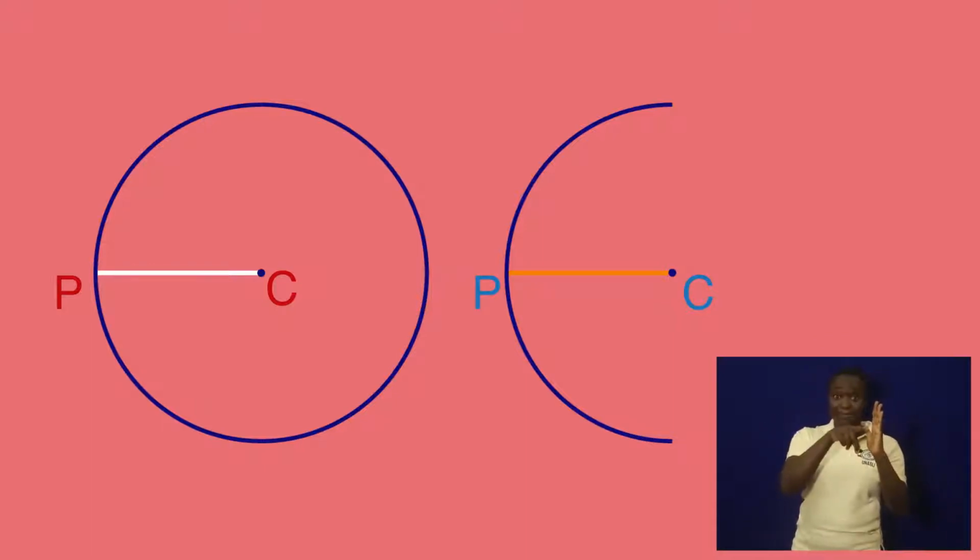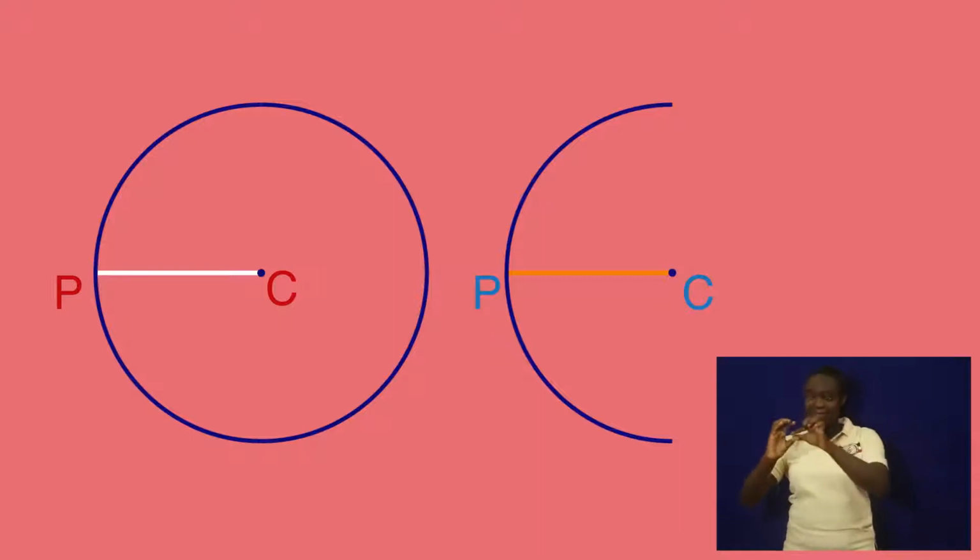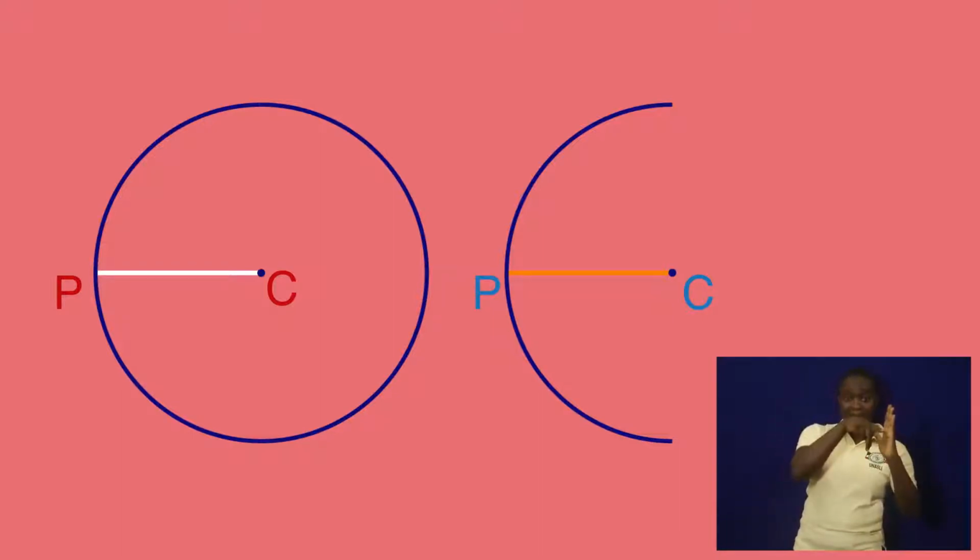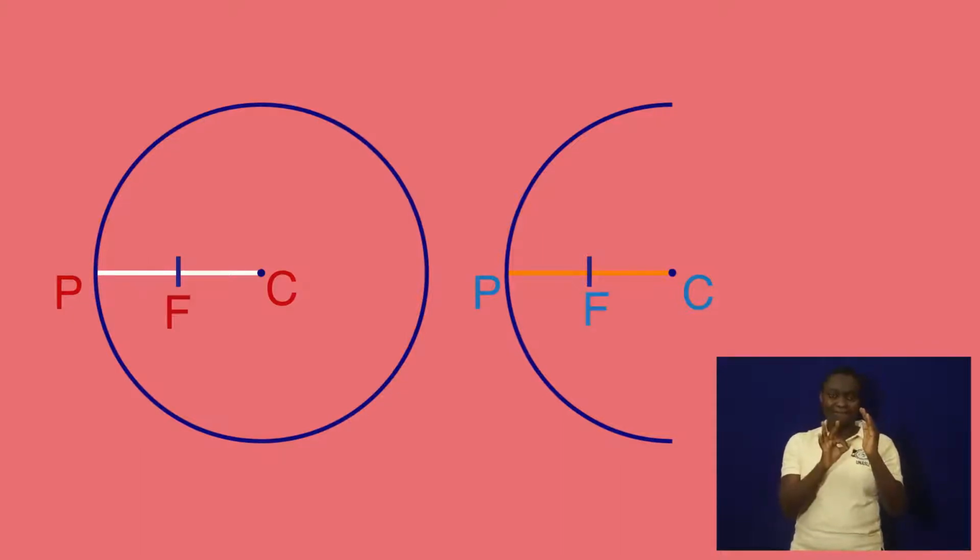Now we have got a line from C to P. Let us divide that line into two, and in the middle we shall label that one as F.